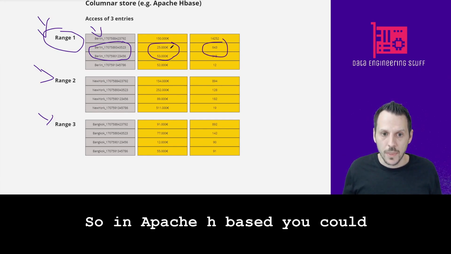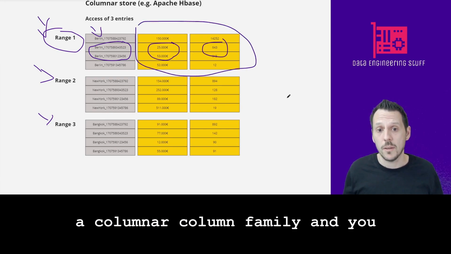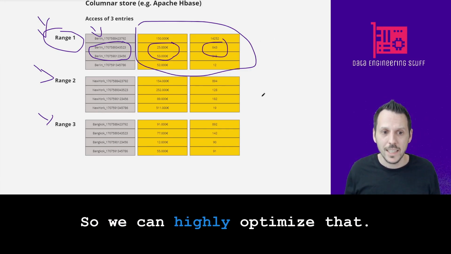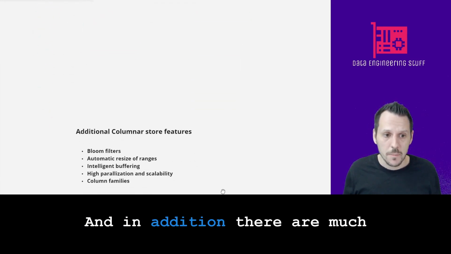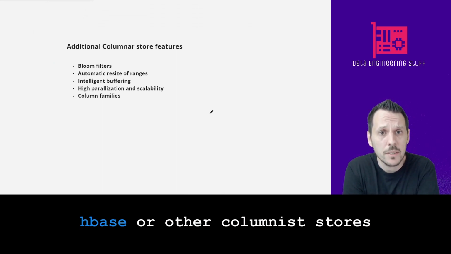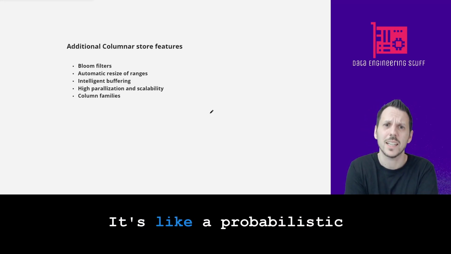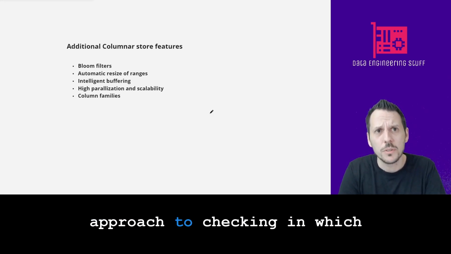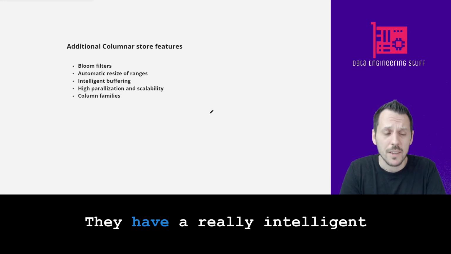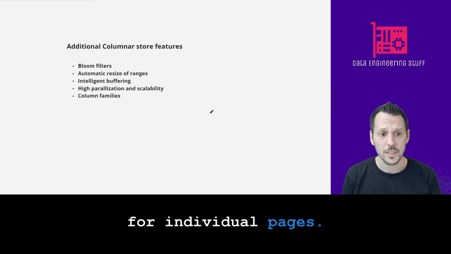So in Apache HBase, you could say this here is something like a column family, and you could have another column family which is stored together. So we can highly optimize that. And in addition, there are many more optimizations that Apache HBase or other columnar stores can do. For example, they use some kind of Bloom filters. It's like a probabilistic approach to checking in which set, so in which range, a given key might occur or not. They have a really intelligent way of buffering for writes, for reads, for individual pages.